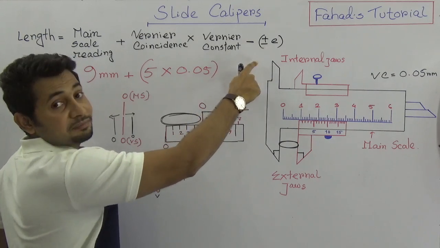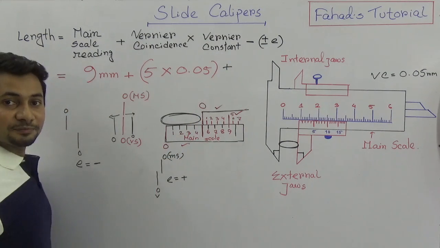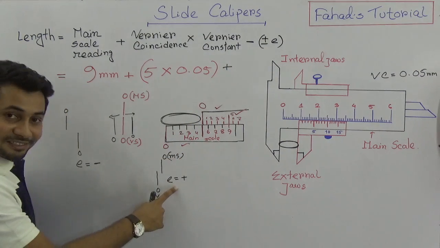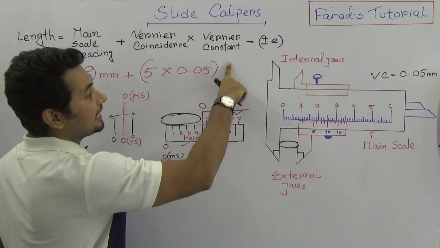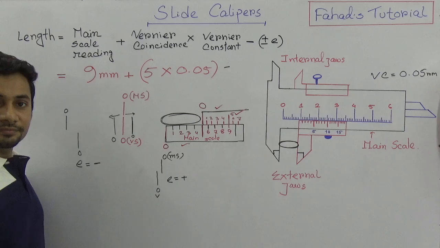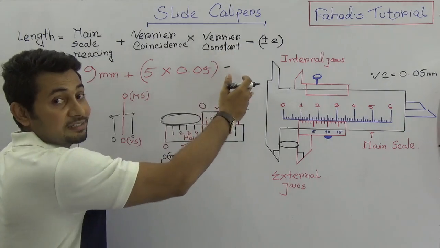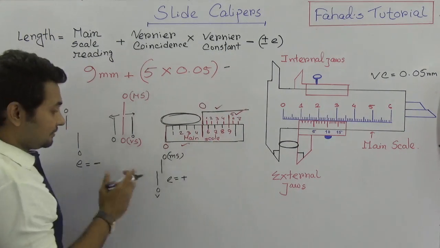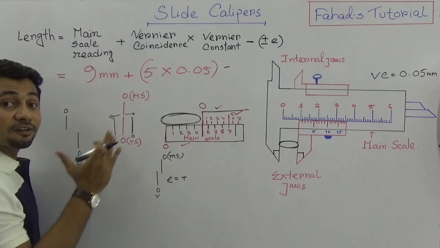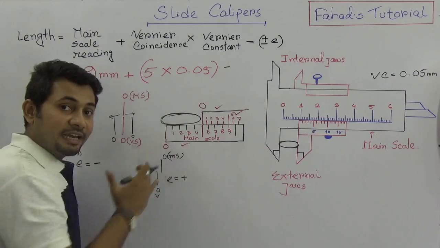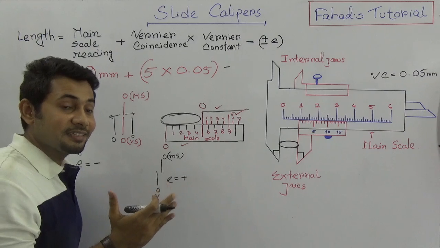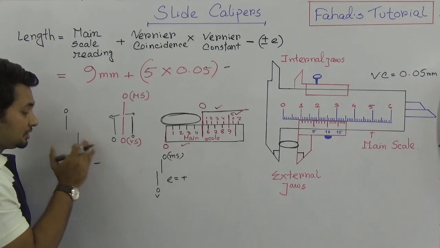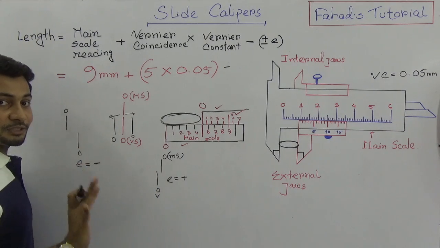If you multiply minus and minus, we'll find positive. But if the positive errors are there, then if we use positive, it would ultimately be negative. So we will use the errors based on the positions of the zeros of the main scale and the vernier scale. My standard is the main scale. If the main scale zero is reached by the vernier scale zero, then it is okay.